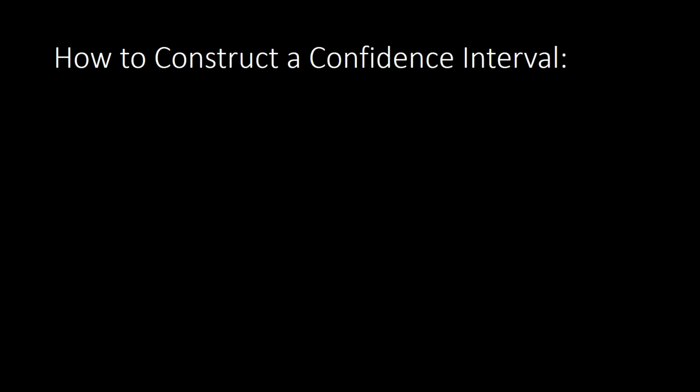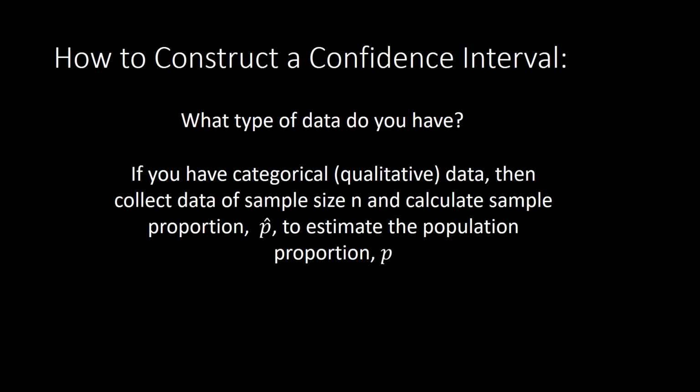How to construct a confidence interval. First of all, you need to decide what type of data you are working with. If you have categorical or qualitative data, then you collect data of sample size n and calculate the sample proportion p hat to estimate the population proportion p.